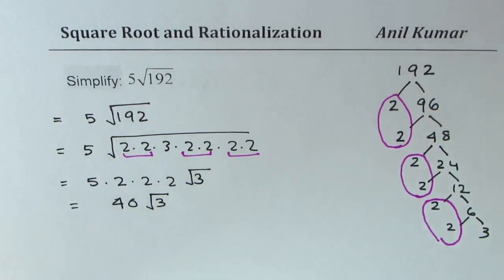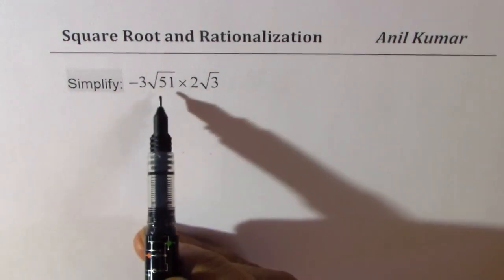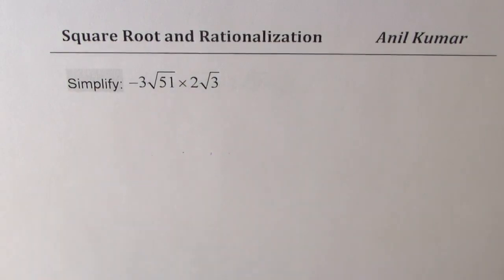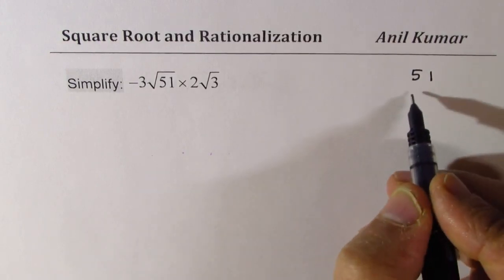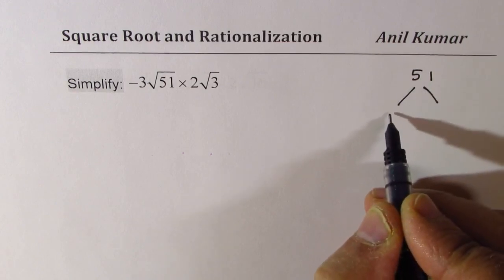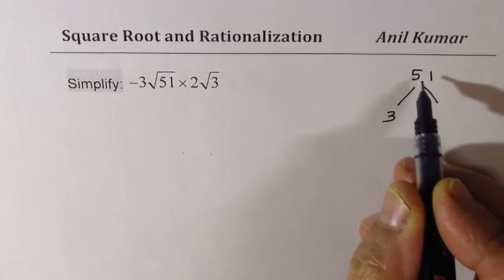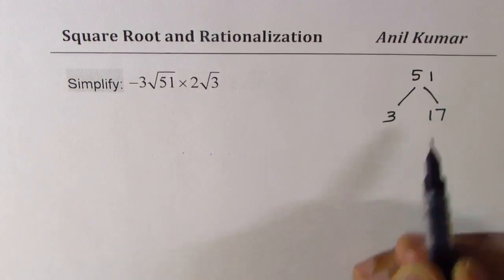Now let's look into another question. Now again we have a very similar question. I'll follow this strategy to show you how effective it can be. We have to work with square root of 51, right? So let's find factors of 51 this time. 5 plus 1 is 6. So I could divide it by 3. Do you see that? And 3 times 17 is 51. So I could write 51 as 3 times 17.